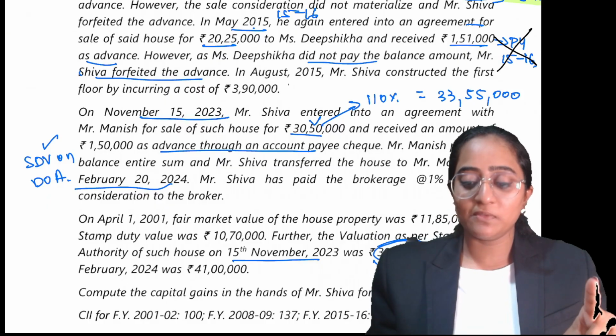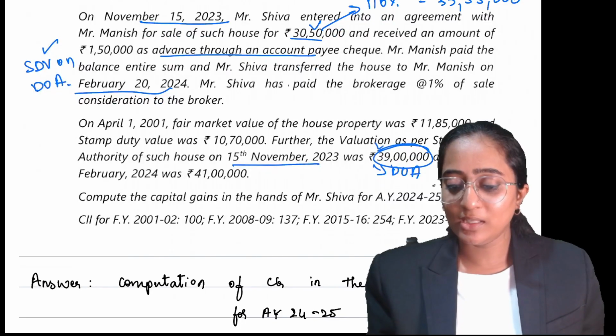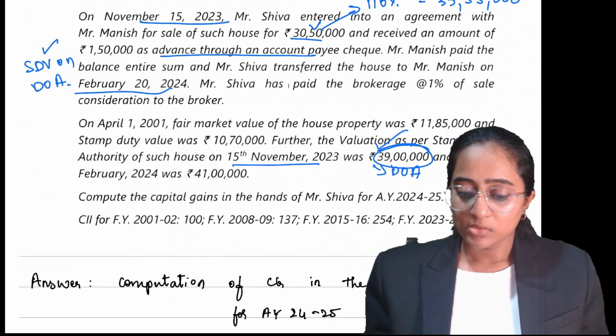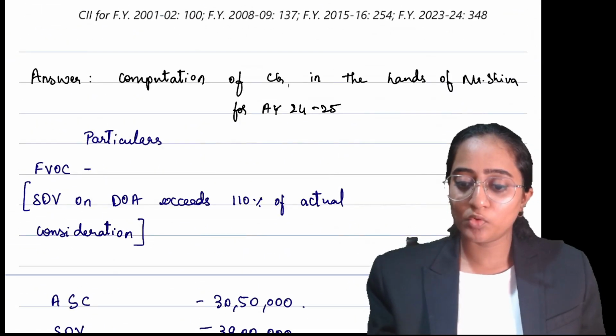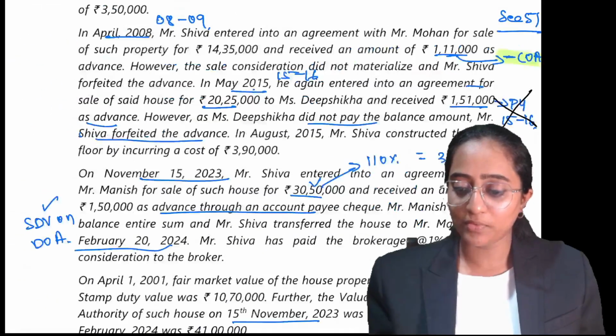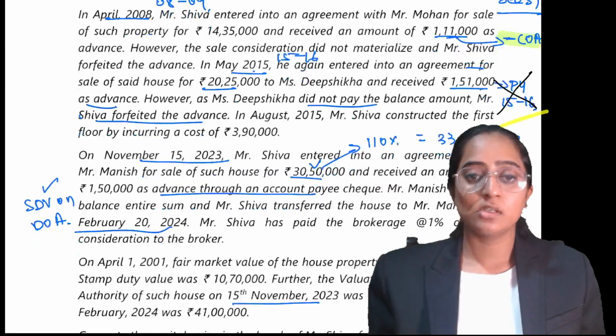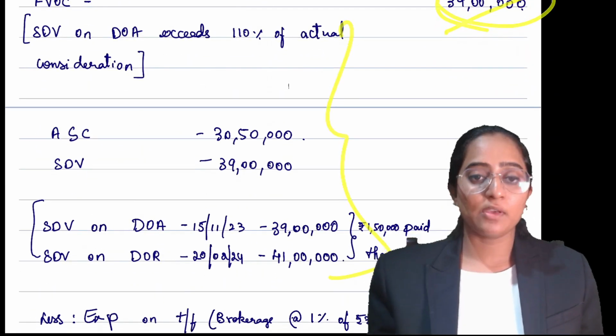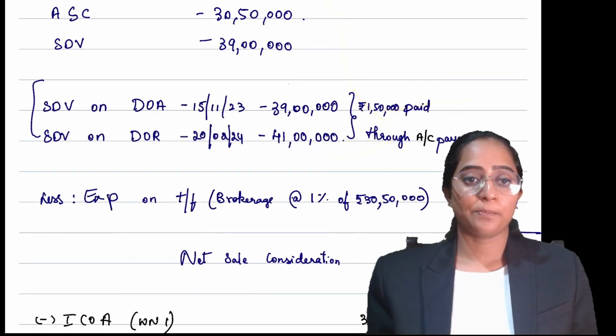If not, you're doing something which is not genuine, we are going to consider the SDV value only as your consideration. Simple as that. So in this case, the consideration that I'm going to consider is 39 lakh. That is what we have done here. This SDV 39 lakh. Explanation for the same we have given over here because it is paid by account payee cheque.